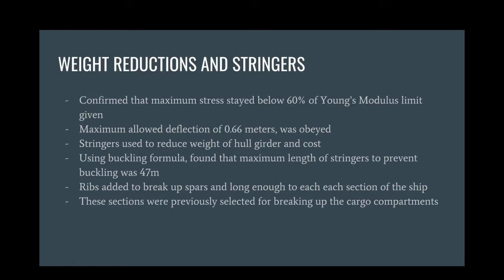And using the buckling formula, we found that the max length that the stringers could be was 47 meters, and this was the max length that they could be to prevent buckling of the ship, which we did not want. We also used ribs to break up the spars, and they were long enough to span each of the sections. And these sections were previously selected for breaking up the cargo compartments.